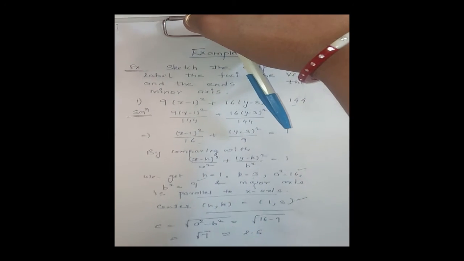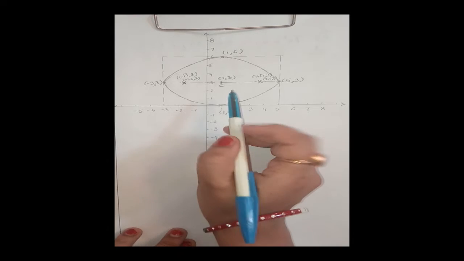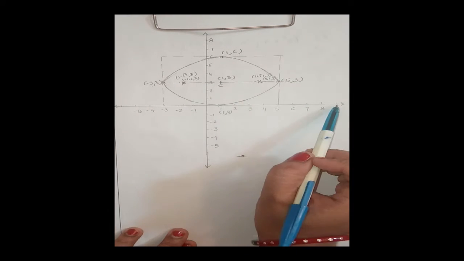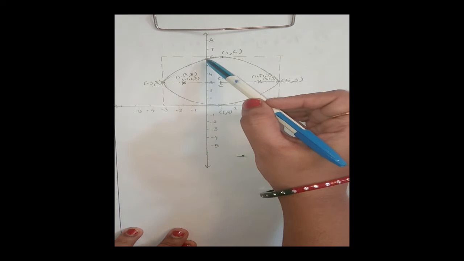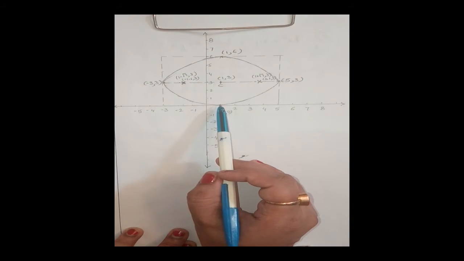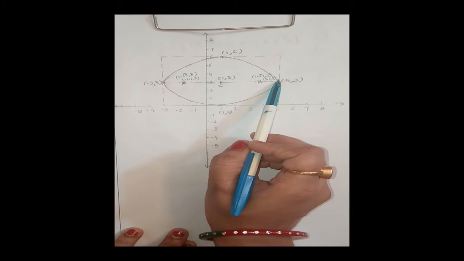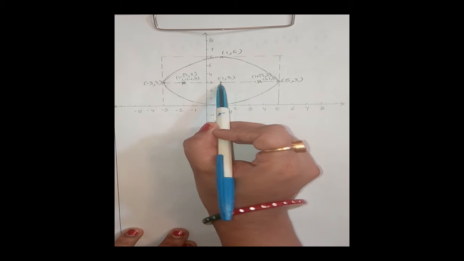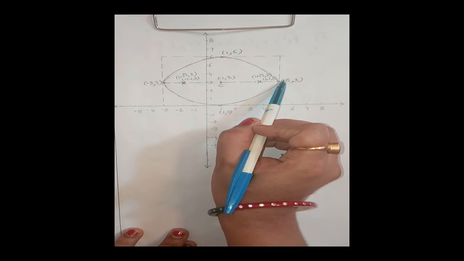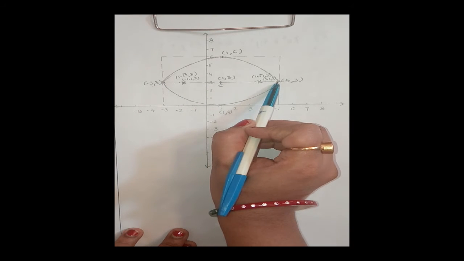Now, see here, this is the center (1, 3) and major axis is parallel to x-axis. And this will be the minor axis, this side parallel to y-axis, and major axis is parallel to x-axis. Clear? Now, center is (1, 3) and major axis is parallel to x-axis. So this is our major axis.